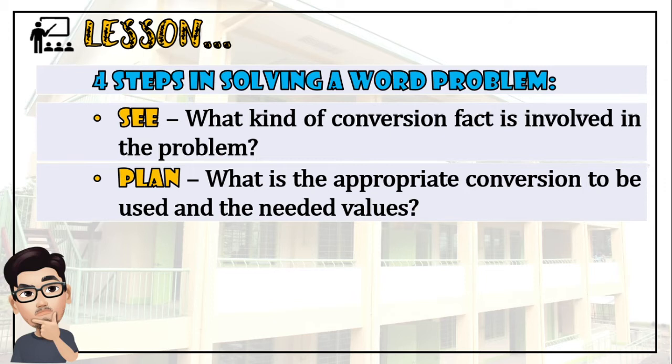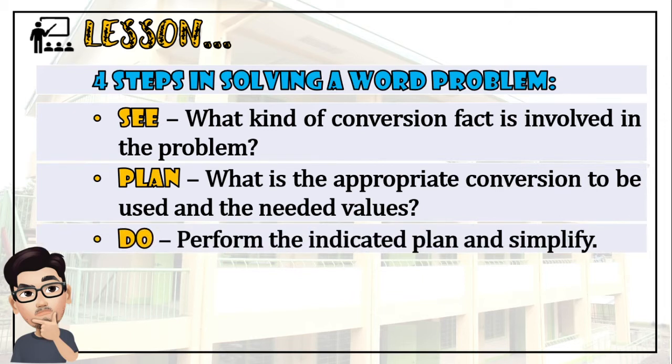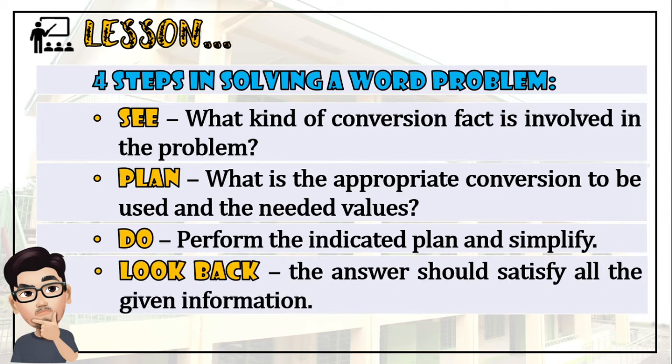And having this appropriate conversion from step 1 and gathering the needed values, we now plan what to do and proceed to our next step, which is do. And in this part, we are going to perform the indicated plan and simplify our answer. That means we are going to execute our plan in this, and we should arrive with the correct answer.